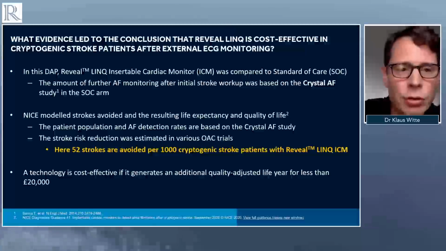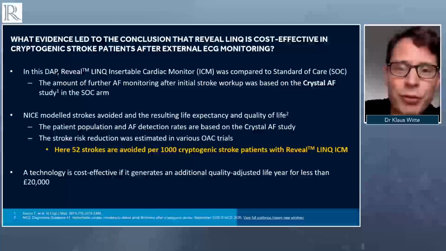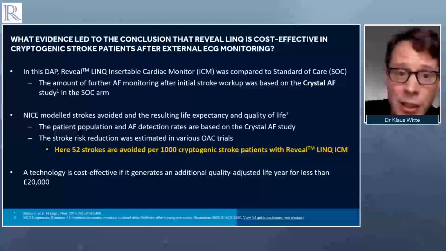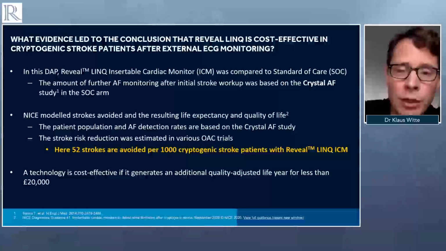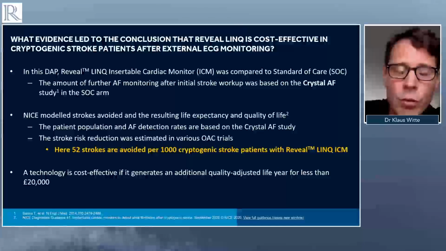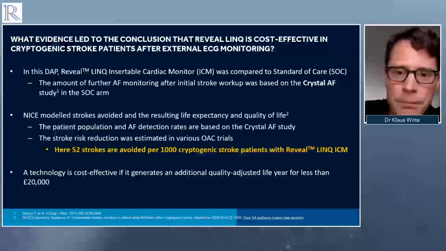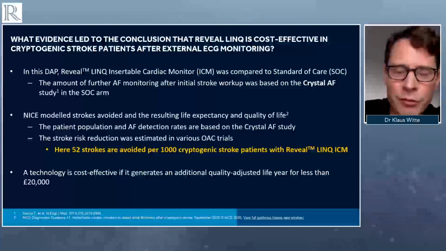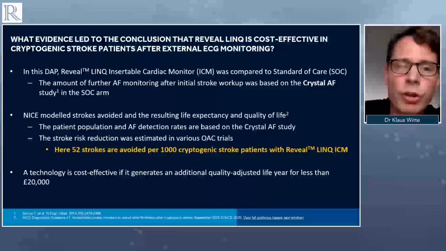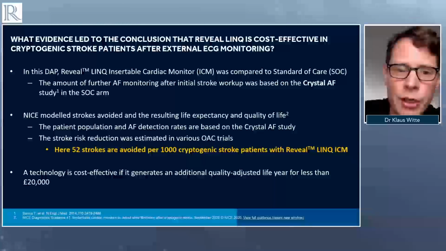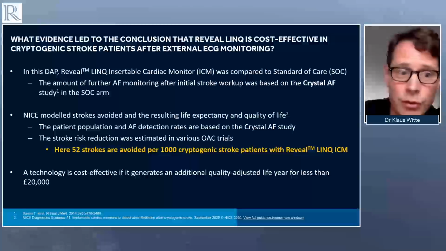Now, to go back to Matt's discussion around cost effectiveness, we have to first of all establish that the treatment is clinically effective. And so the modeling that the NICE DAP showed suggested that this diagnostic tool was clinically effective. So the question of cost effectiveness is, is this now something that is valuable to the population? What is the cost of avoiding these 52 strokes?